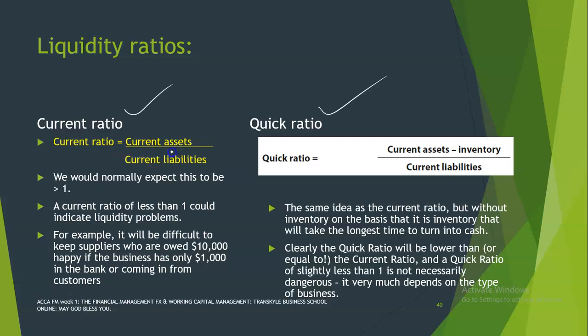The current ratio is found by current assets over current liabilities. We would normally expect this to be greater than 1. We want a current ratio that is greater than 1. A current ratio of less than 1 could indicate a liquidity problem.